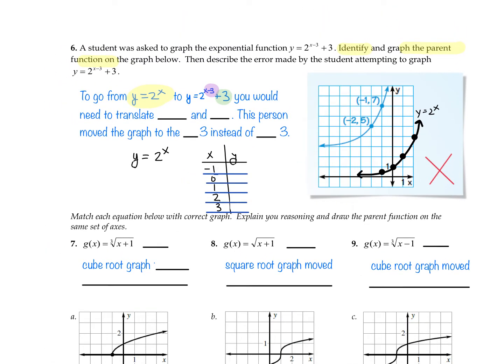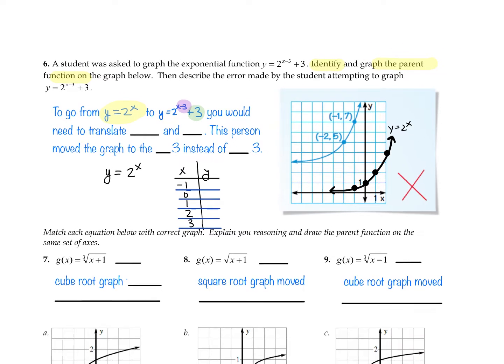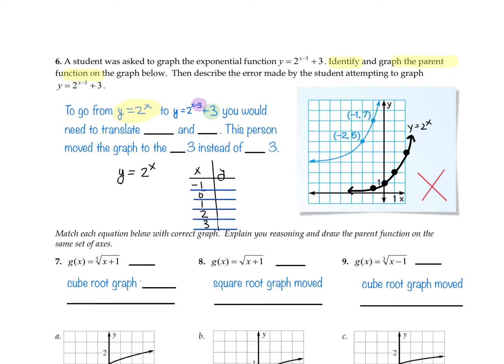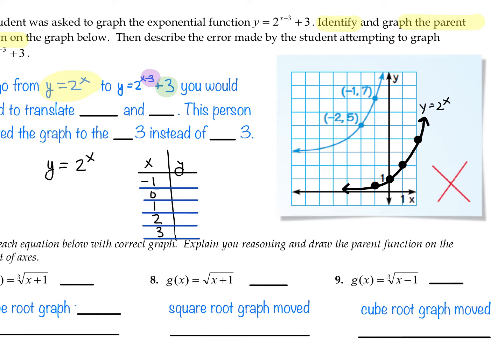All right, number 6. The student was asked to graph the exponential function y equals 2 to the x minus 3 plus 3. Identify and graph the parent function on the graph below. Then describe the error made by the student attempting to graph. So let's start with the parent function. They did graph it for us. That is the graph in black, and let's just fill out the table here.